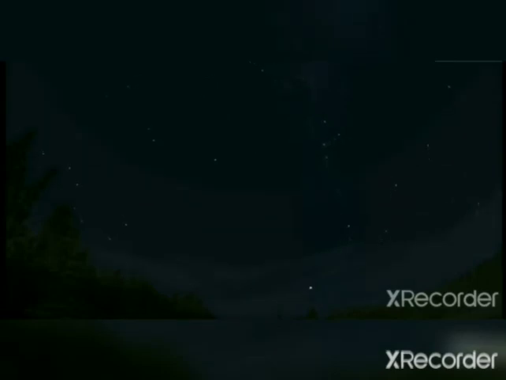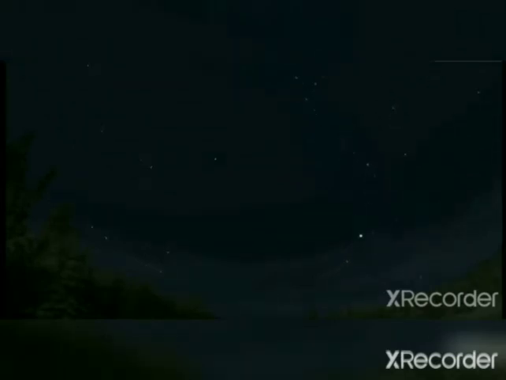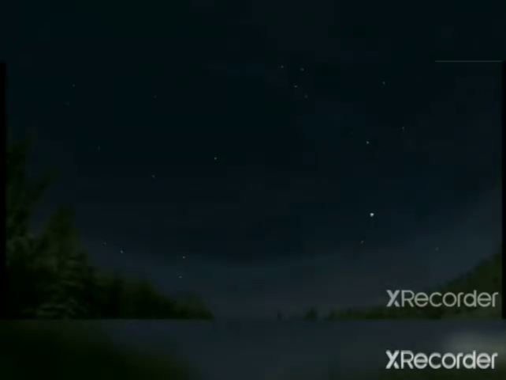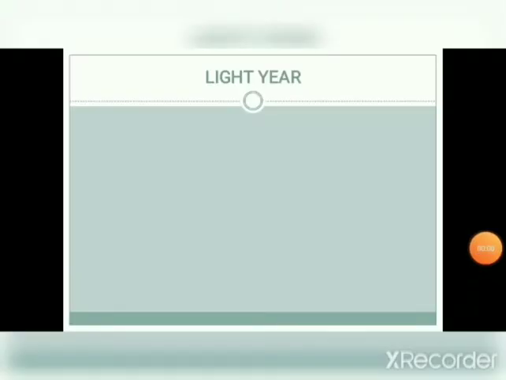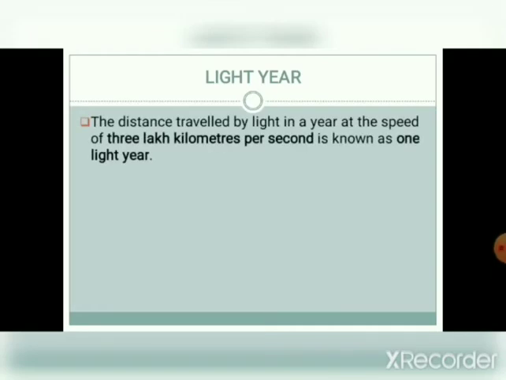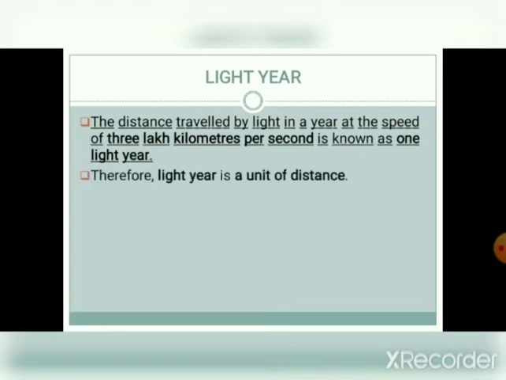So now we will be seeing some examples through which we are going to find out how much distance a light year actually is. Now let's see what is a light year. The distance traveled by light in a year at the speed of 3 lakh kilometers per second is known as 1 light year. Therefore, light year is a unit of distance.